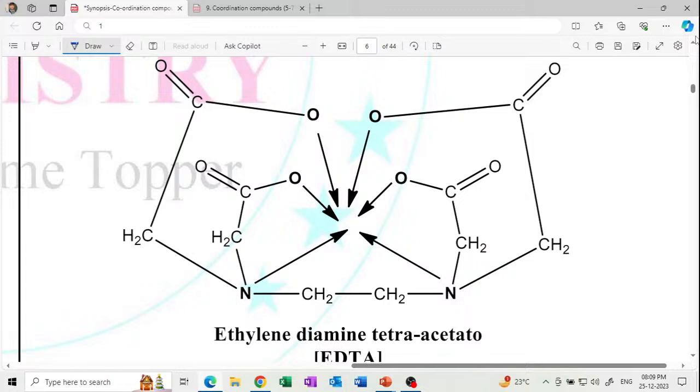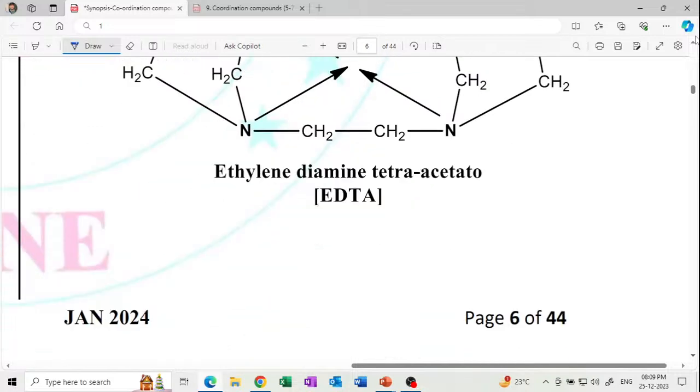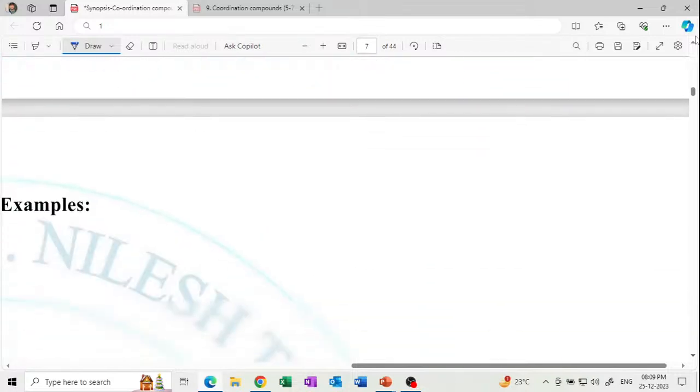Hexadentate ligands are EDTA. So this is the actual structure of the EDTA, ethylene diamine tetraacetate. Get it? So it donates the electron in this way: oxygen through 4, nitrogen through 2. So this is the structure of the EDTA, ethylene diamine tetraacetate. EDTA is a hexadentate ligand.